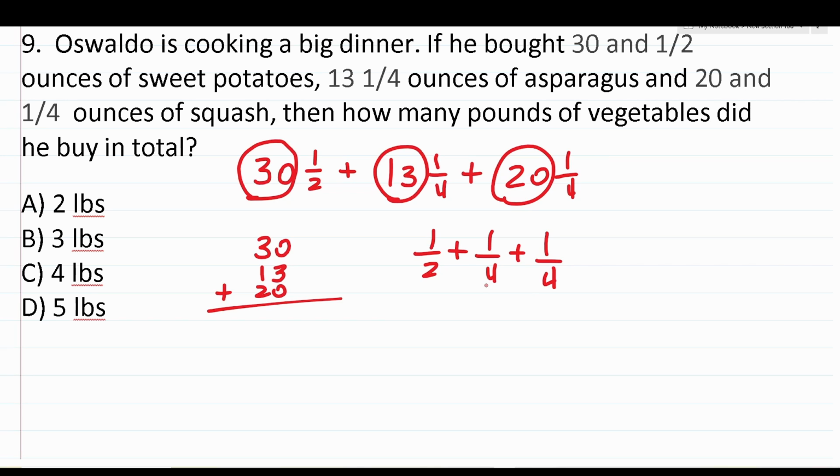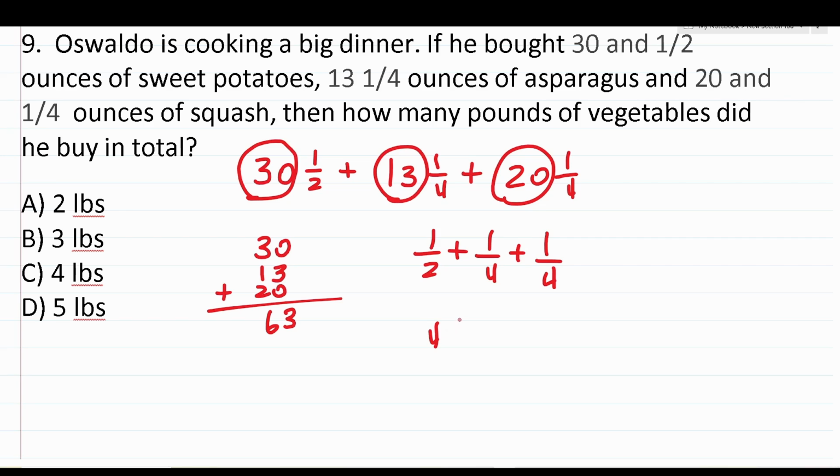All right, so let's go ahead and do this. 3 plus 0 is 3. 3 plus 1 is 4. Plus 2 is 6. Let's go ahead and add these fractions together. To add fractions, they all have to have the same denominators. In this case, we have a denominator of 2, 4, and 4. A common denominator between 2 and 4 is going to be 4.